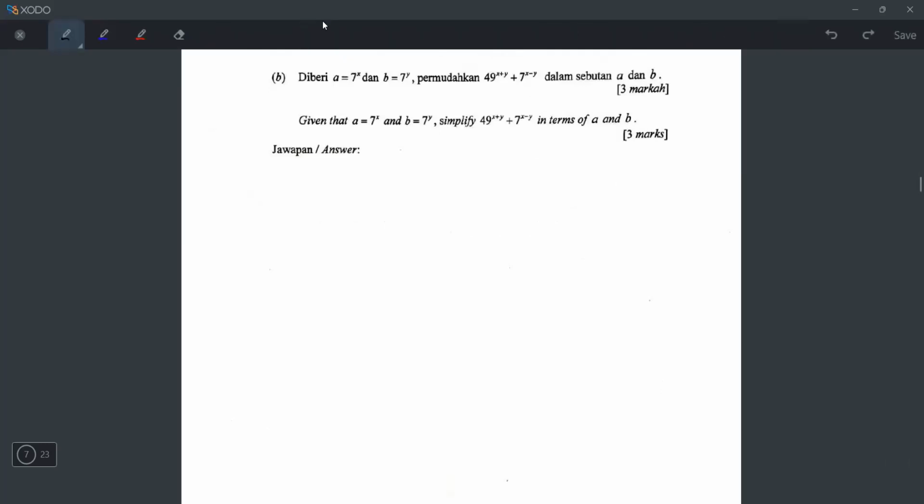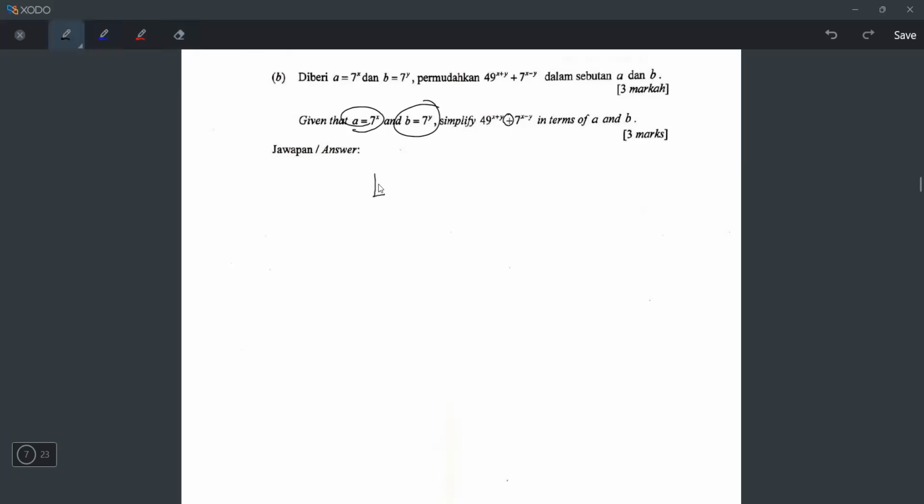All right, let's go to B. Given that A equals to this, B equals to this, simplify this in terms of A and B. This is definitely an indices question. And if you look in the middle here, it's a plus minus. Why I circle this is because if it's a times divide question, I can combine them if they are the same base lah. But if it's a plus minus, I cannot combine them. I need to split everything, separate everything, and then bungkus, separate and bungkus.